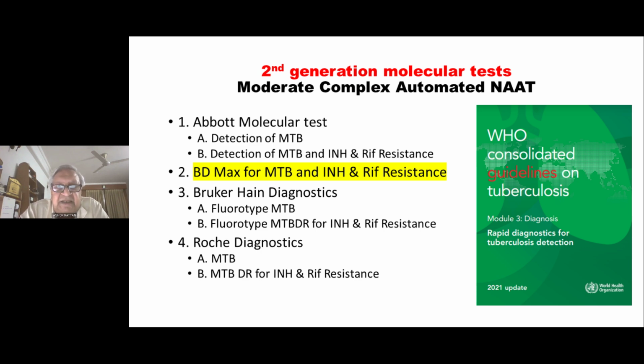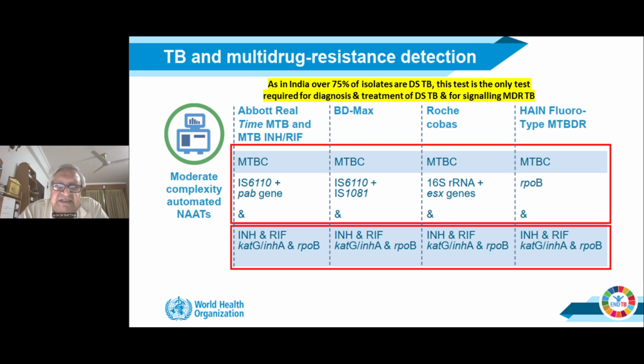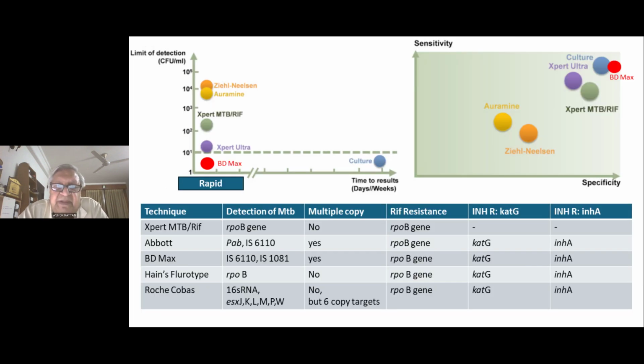In 2020, WHO also approved 4 new tests, which are classified as moderately complex automated nucleic acid amplification tests, which not only detect Mycobacterium tuberculosis, but also simultaneously report on the presence or absence of mutation in INH. That means the katG gene, or the other target is the inhA gene. So whether there's any mutation leading to resistance to INH or to rifampicin. And since they detect multiple genes of Mycobacterium tuberculosis, the sensitivity of these methods becomes much more.